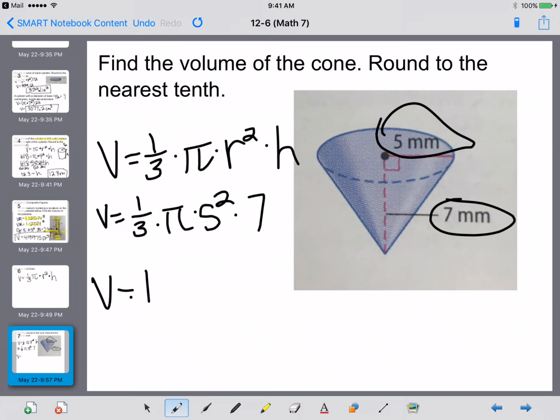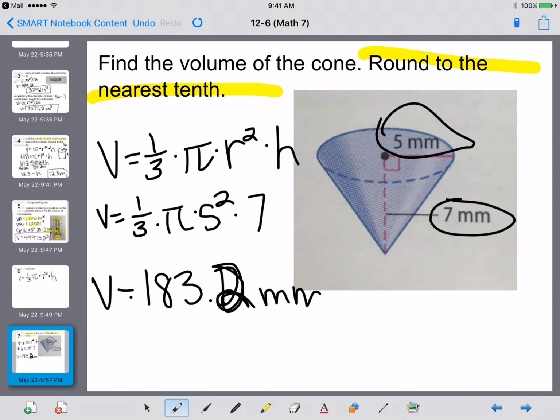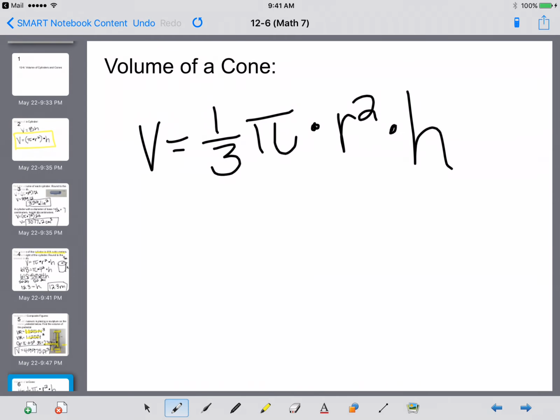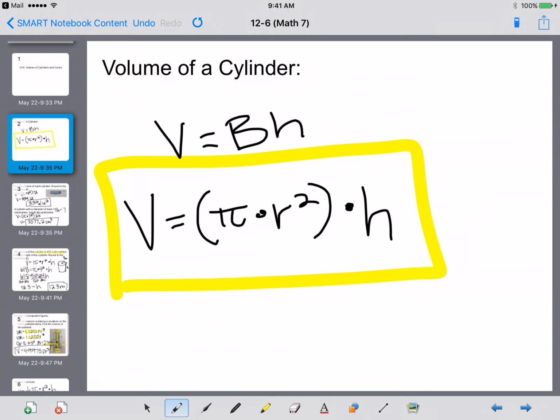And I end up with 183.1, actually 183.2, because it's 0.16 and it wants me to round to the nearest tenth. So 183.2 millimeters cubed. So the main gist of this is remembering these two formulas here and being able to apply them when you're solving something.